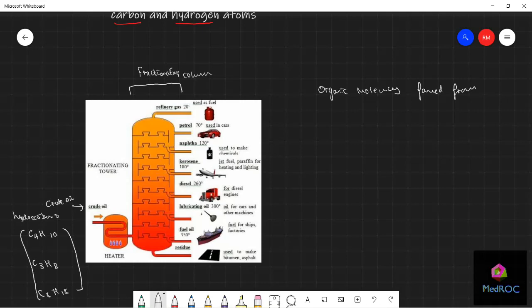Because of the different chain lengths, and we'll get to this in a later video, these hydrocarbons, these alkanes I've drawn here, actually have different properties. So you can see here that because of this heat, you have these like 350, 300 degrees, 260. These hydrocarbons can be separated by boiling point. And what this allows us to do is form all these different products.